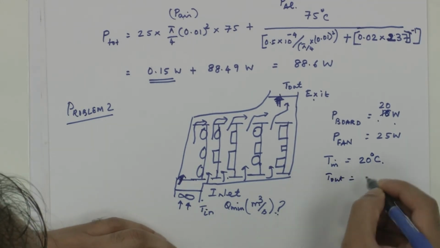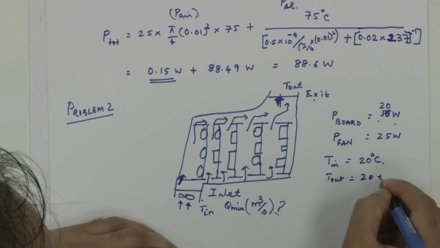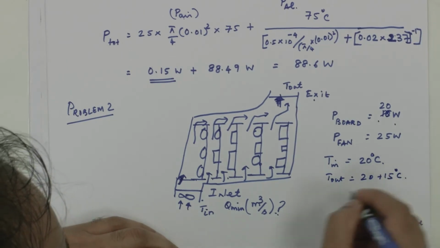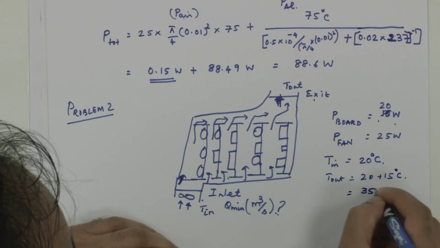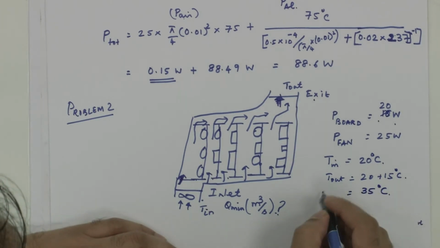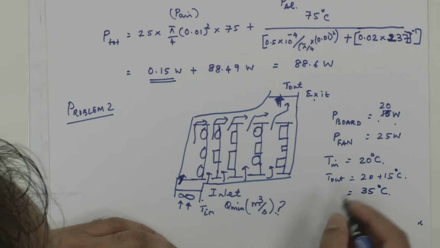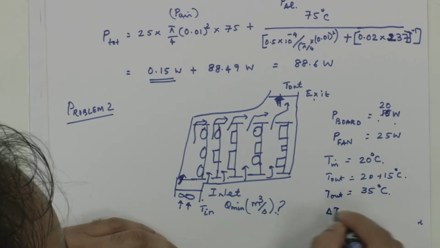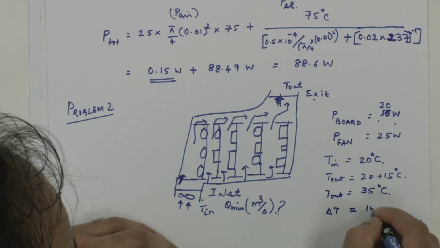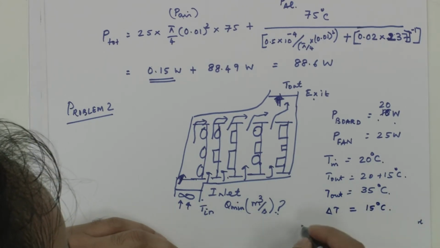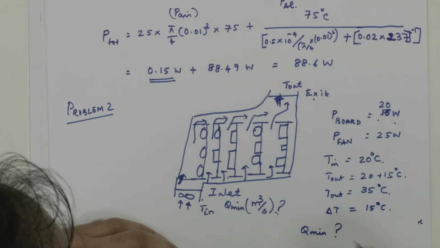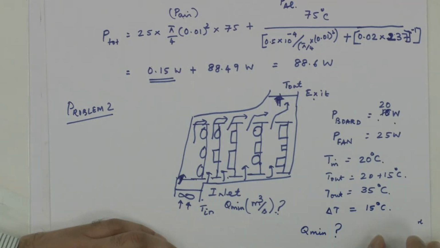20 degrees plus a 15 degree rise, which gives me close to 35 degrees Celsius. The overall temperature rise is delta T equal to 15 degrees Celsius, and we are asked to find the Q minimum that needs to flow through this.